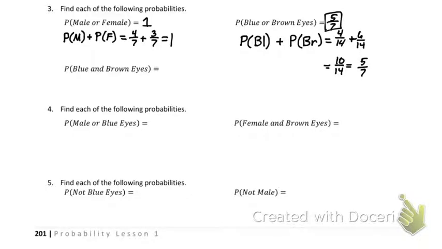Now, I want to talk about this blue and brown eyes thing. Blue and brown eyes are known as something called mutually exclusive. Blue and brown eyes is known as being mutually exclusive.